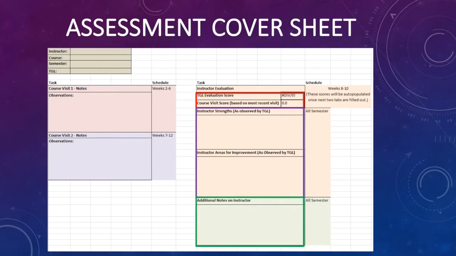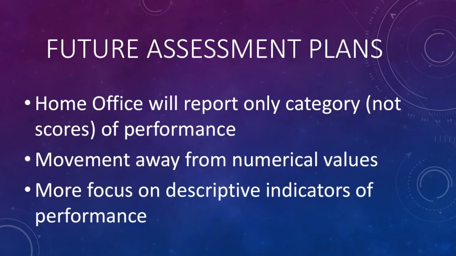While additional notes will not be shared with your instructor, strengths and areas for improvement will be sent to each instructor from the home office at the close of the term. This semester, the home office will also share the instructor's overall category of performance, exceeds, meets, or below standards, rather than the instructor's overall numerical score. So make sure your feedback to the instructor matches what you put on your assessment form.